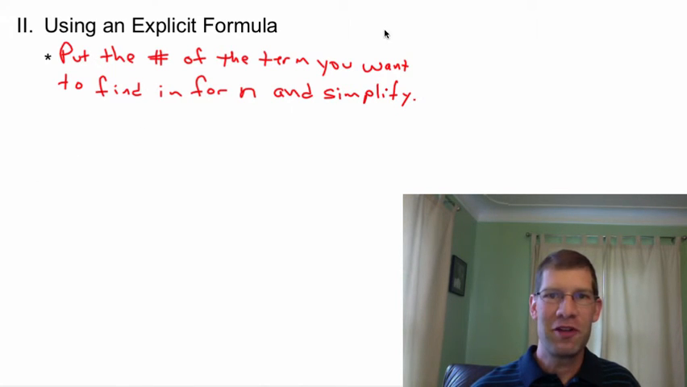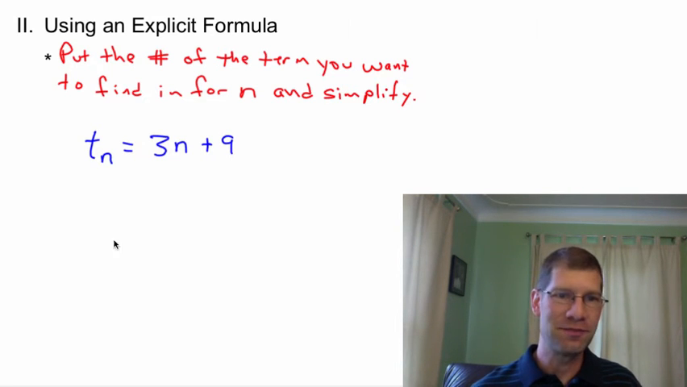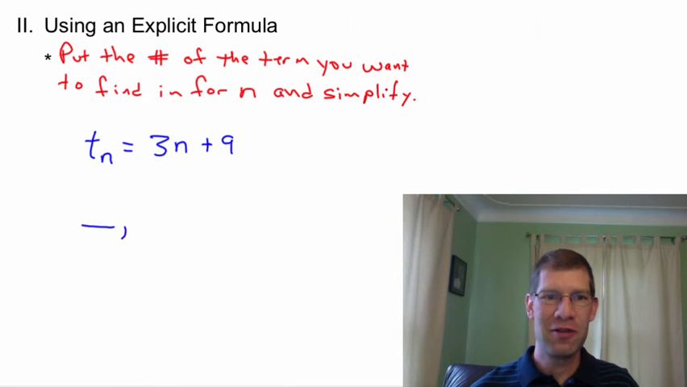So one example of an explicit formula, we'll swap colors here, would be something like t sub n equals 3n plus 9. If you're given a formula like this, t sub n equals 3n plus 9, and they want you to find the first 4 terms in the sequence, sometimes when you're just starting out, it's helpful to throw blanks down there. So we're looking for these first 4 numbers in our sequence, in our list of numbers.